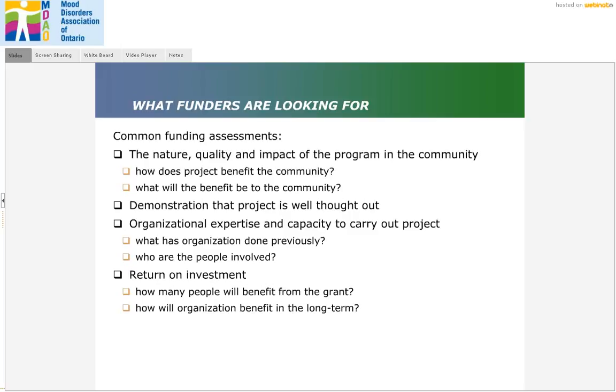And finally, funders are also looking at sustainability. How will your organization become more sustainable after the funding period? So that is a question to consider in your proposal: what will the money mean for your organization in the long term? How will it make your project or your program or your organization more sustainable in the future?